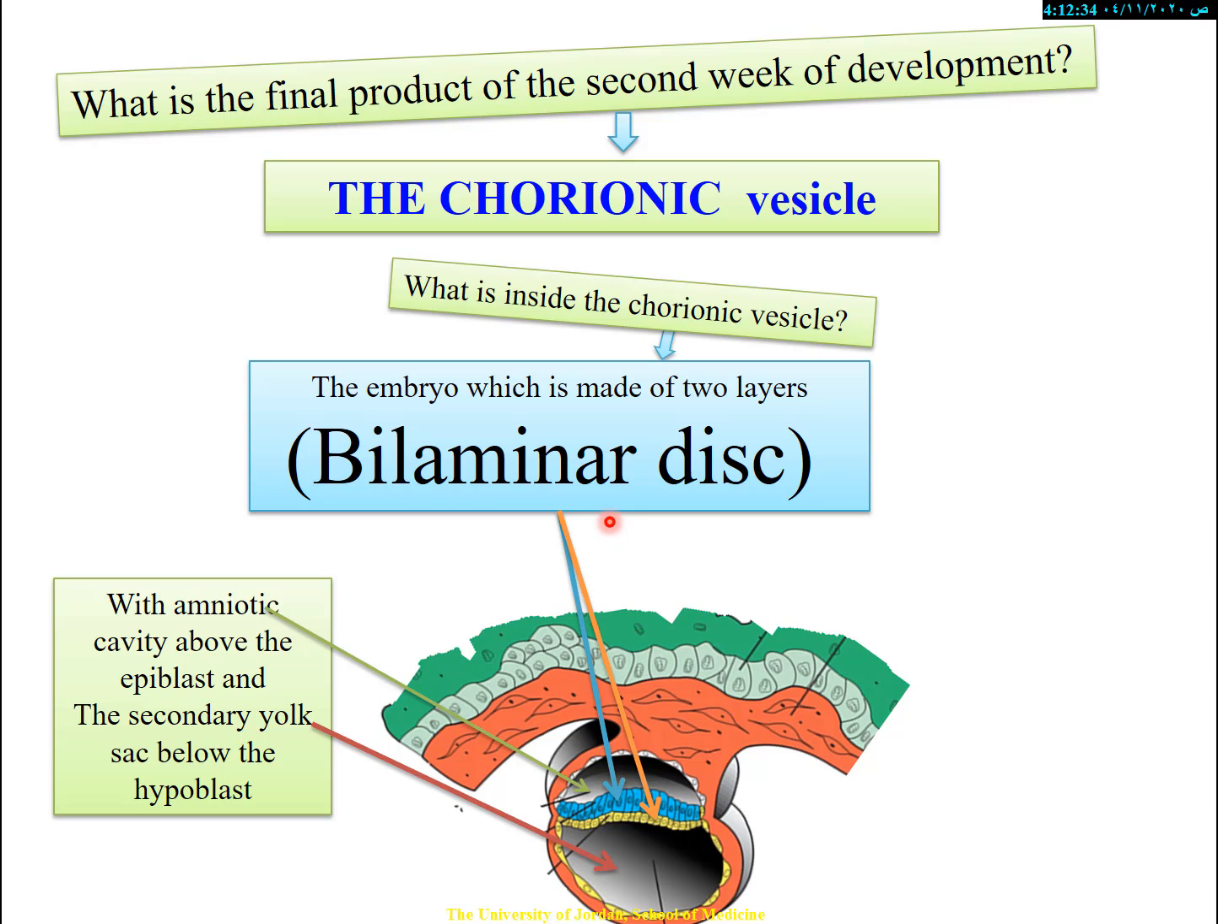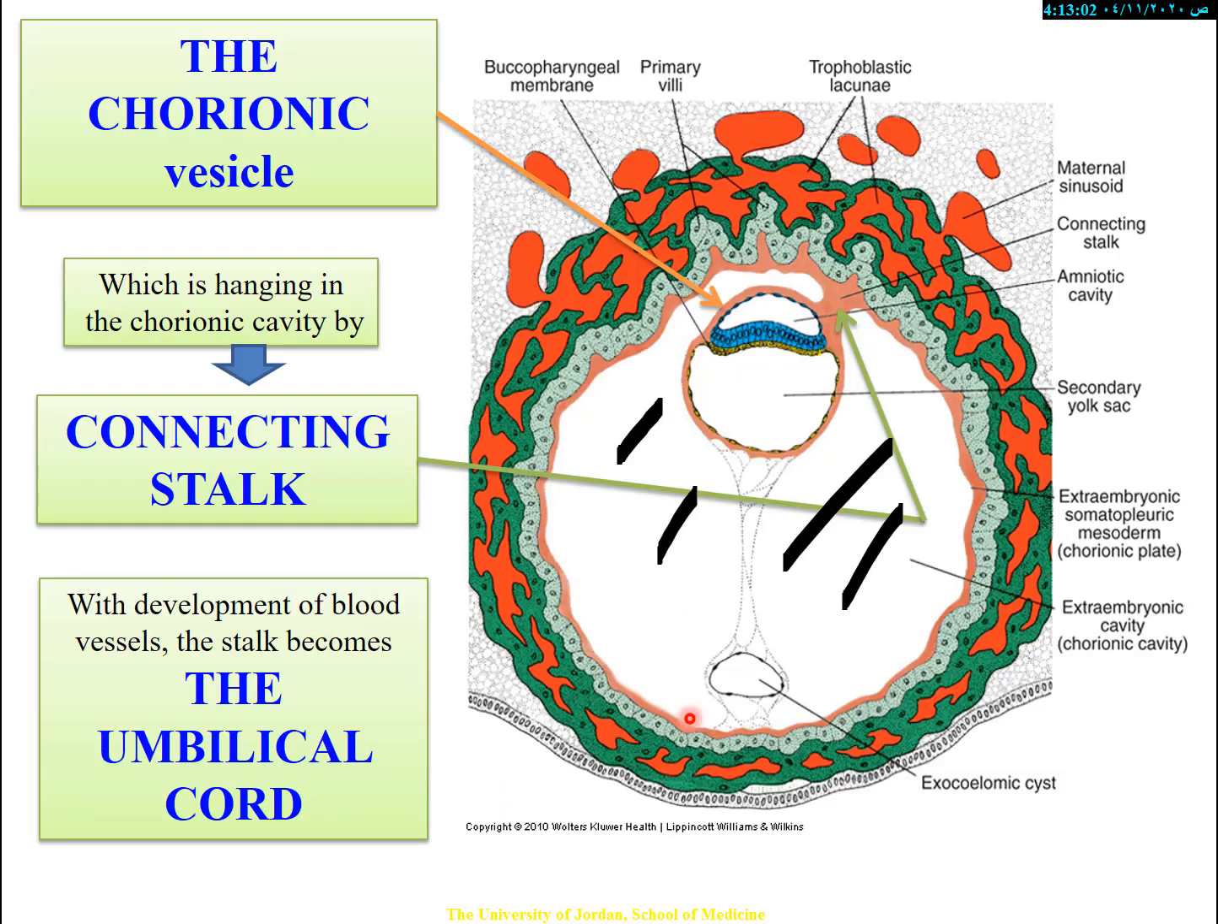So we started with a blastocyst, nothing but a blastocyst, and we finished the second week of development by becoming a bilaminar disc. We have two cavities, the amniotic cavity and the secondary yolk sac. They are hanging to the extraembryonic mesoderm through the connecting stalk, which becomes the umbilical cord. So the bigger picture is that by the end of the second week, everything has differentiated into two, and the embryo itself is a bilaminar disc.